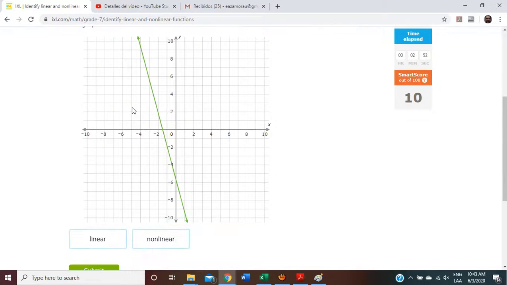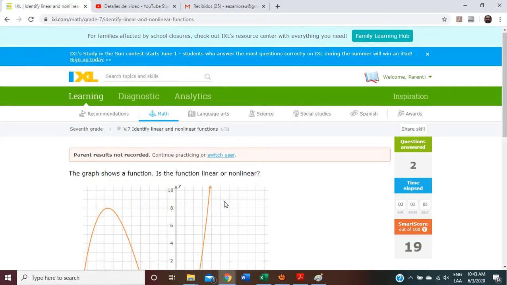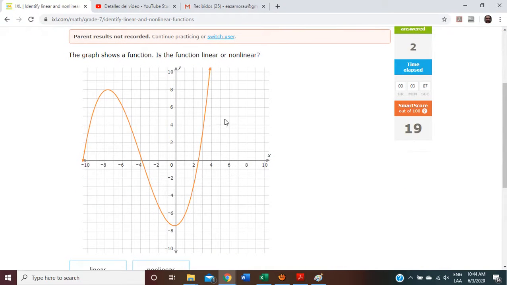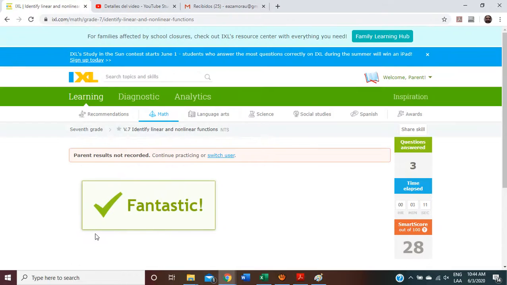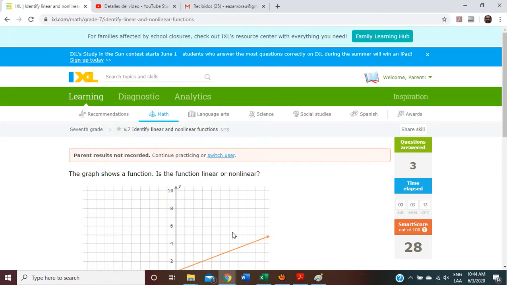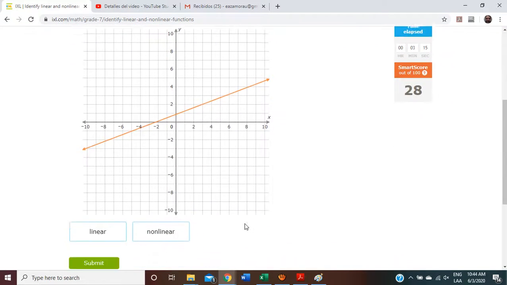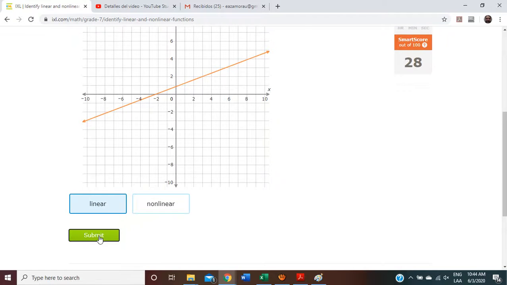Wonderful. This has a straight line. So all the graphs that you see that have a straight line imply a linear function. Okay? So we choose linear and fantastic. You see a lot of curves in here, so it's non-linear. So this is the easy part that we can say. So we see a straight line, we choose linear.